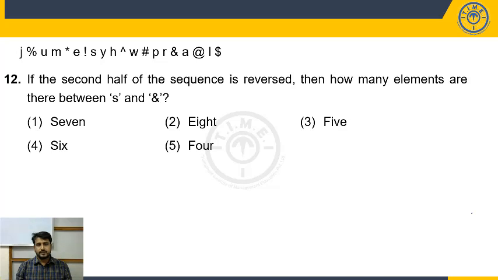If the second half of the sequence is reversed, how many elements are there between S and ampersand? Second half of the sequence is reversed. Just count the total number of elements to find the half of the sequence. 1, 2, 3, up to 20. So the second half of the sequence is 1, 2, 3, 4, 5, 6, 7, 8, 9, 10. So reverse it.